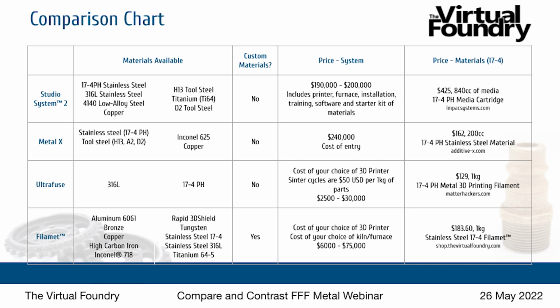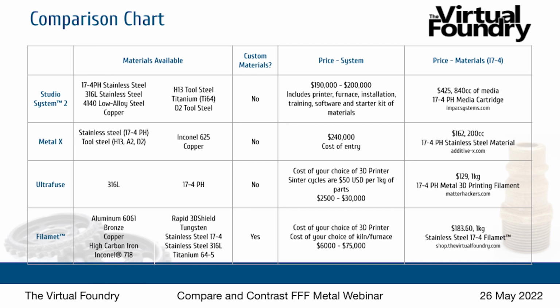Now, looking at the price of materials, the list that you see here is based only on 17-4 because that's the only material that all 4 companies offer. And so the Studio System 2 is going to cost $425 for 840 cc's of media. And you can see the website there where I found that item to buy. The Metal X is going to be $162 for 200 cc's of filament.